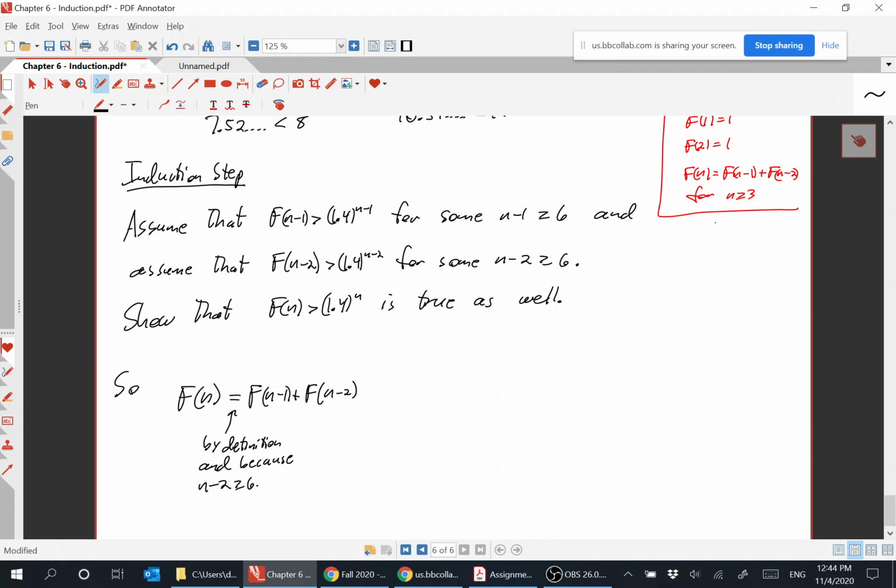So now what? What do we know about F(n-1) and F(n-2)? What did we assume about those? That they were larger than 1.4 raised to the n minus 1 and 1.4 raised to the n minus 2 respectively. So this sum is greater than what? 1.4 raised to the n minus 1 plus 1.4 raised to the n minus 2.